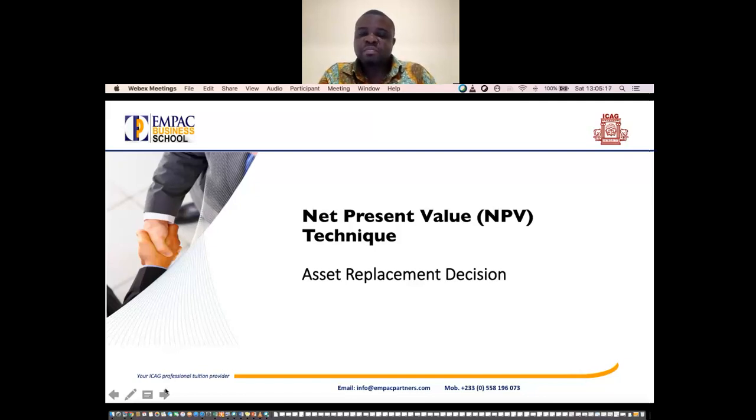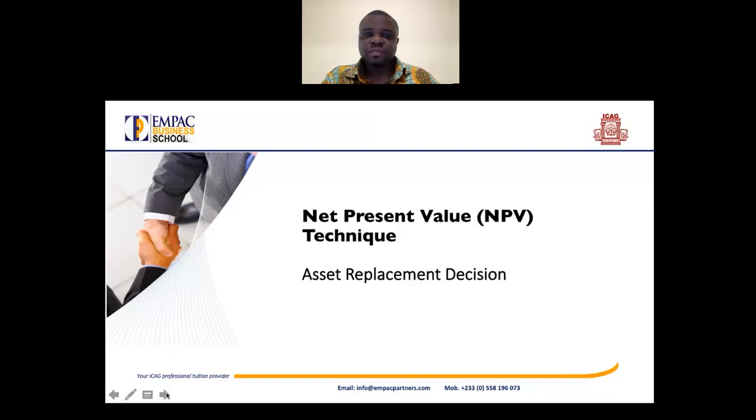So when a company buys an asset, it will also have to determine at what point in time it would replace the asset after using it for its intended purpose. It would be going through some wear and tear, and therefore, at certain points, it will be prudent for the company to replace the asset. So it's also important that we look at the asset replacement decision.